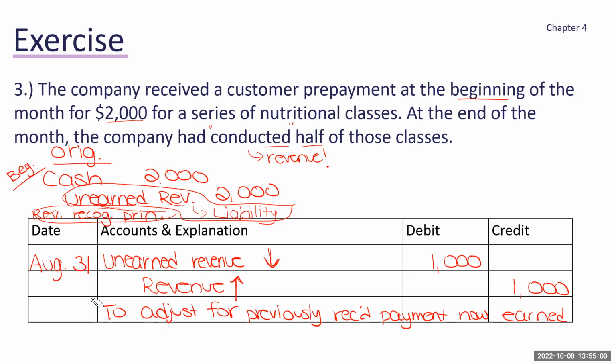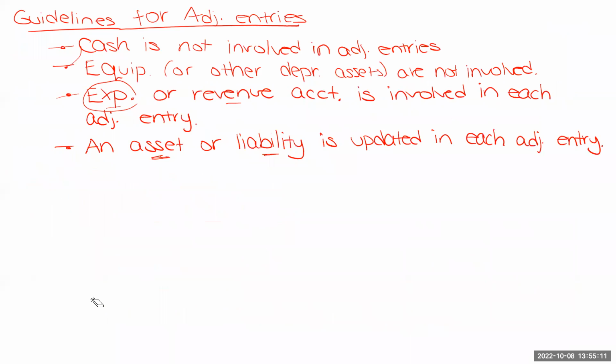You can go back to our guidelines just to make sure we're still holding true. There was no cash in that adjusting entry we just did. Obviously, equipment was not involved. We did have a revenue account involved. Yep. And then the offset was the liability.